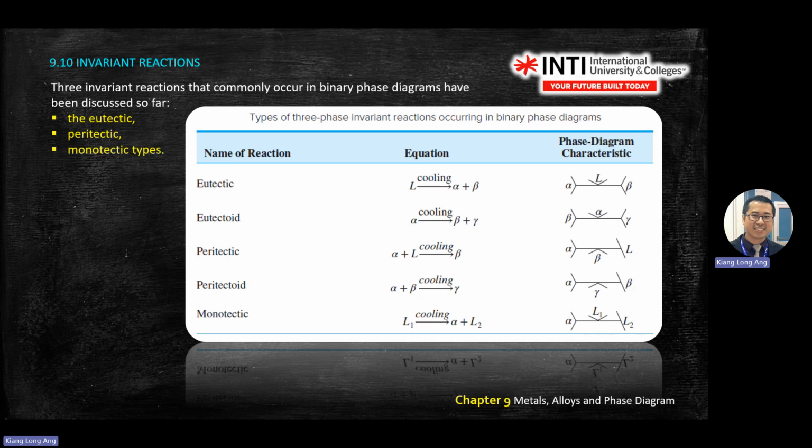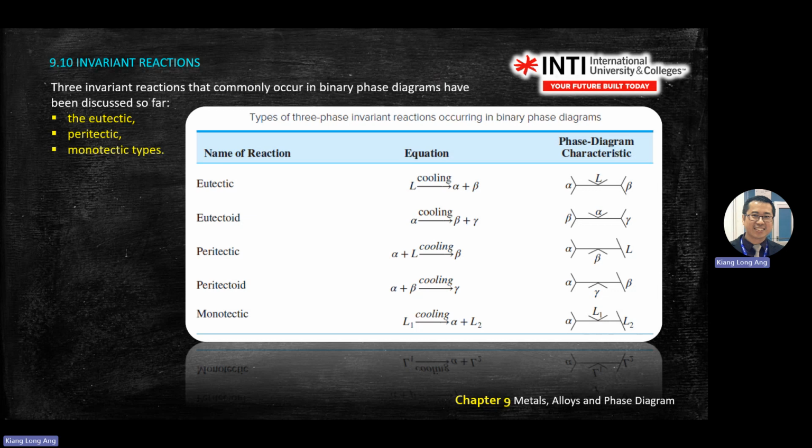So when you see a graph with alpha, beta, left side, right side, with a V in the center, usually it is a eutectic process. Okay, when you see beta, gamma with the alpha at the center, then it's a eutectoid. Then alpha liquid, beta below is a peritectic. Then alpha, beta, but gamma below is a peritectoid.